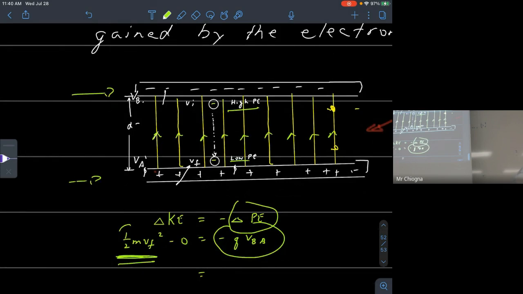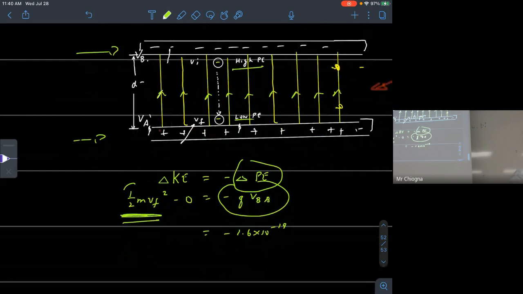What's the charge of the electron? I know it's negative, I'm just going to use the absolute value. You can look it up in your data booklet or data table. It's 1.6 times 10 to the negative 19, the elementary charge. Your VBA is given. It's 30,000. So this works out to be 4.8 times 10 to the negative 15 joules.